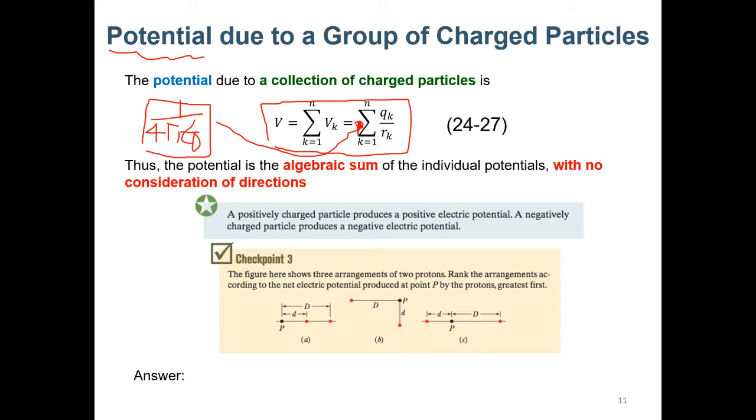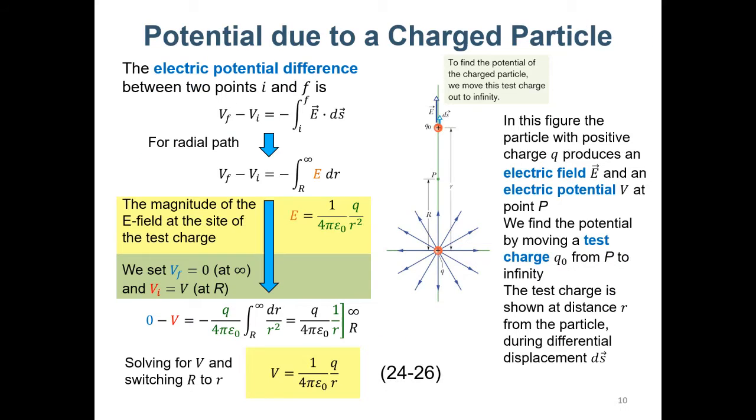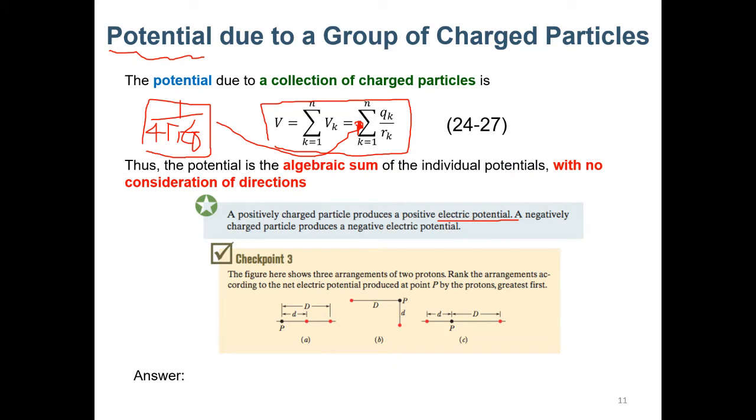So a positive charged particle produces a positive electric potential. It is very trivial because these constants are positive, and R is also positive. So if Q is positive, V is positive. If Q is negative, V is negative. So a positive charge produces a positive electric potential, and a negatively charged particle produces a negative electric potential. It is a simple fact.